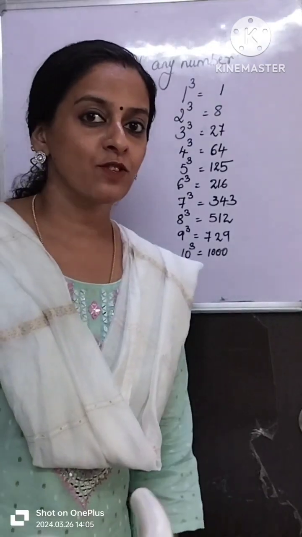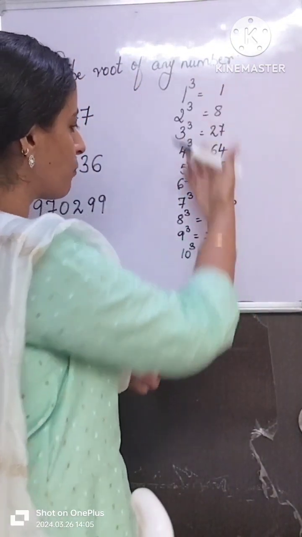Today I would like to share a trick related to finding the cube root of a number. Let us learn to find the cube root of any number within seconds. All you need to know is the cube of numbers from 1 to 10. Most of you know the cubes of numbers from 1 to 10. So I have written the cubes of numbers from 1 to 10.